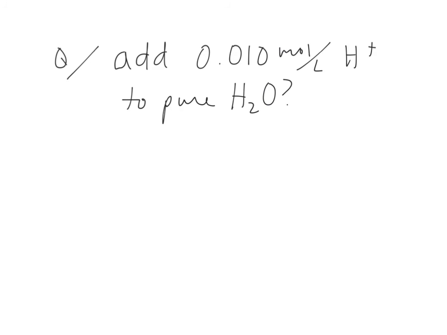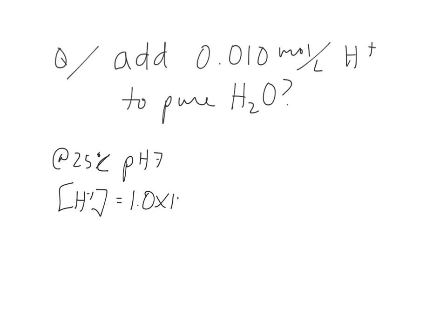Now another question is to explain something that's not a buffer and what impact adding proton would have to something that's not a buffer. Think about water. At 25 degrees Celsius, the pH of pure water is 7. And that's because at 25 degrees Celsius, the proton concentration is 1.0 times 10 to the power negative 7. Kick that over to a pH. That's where this value comes from.